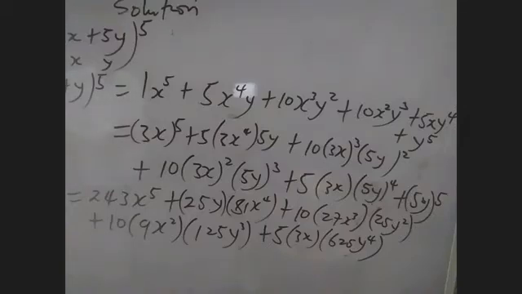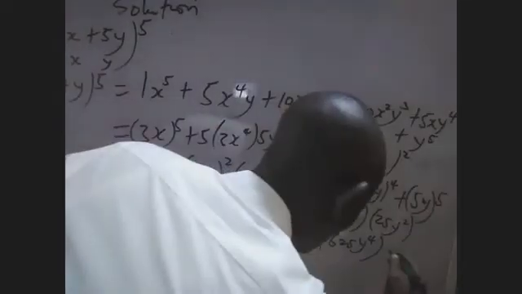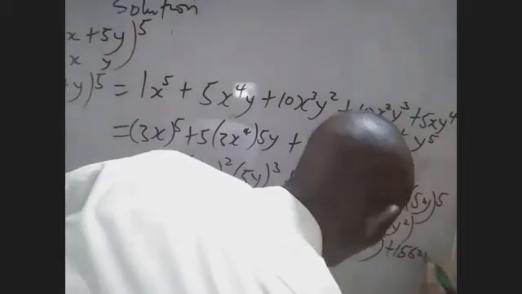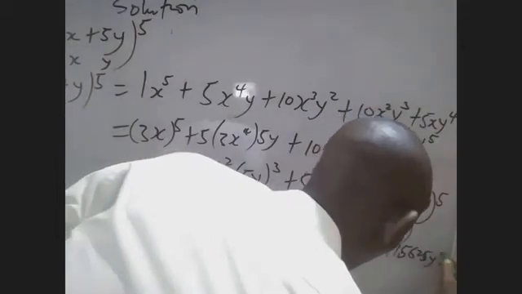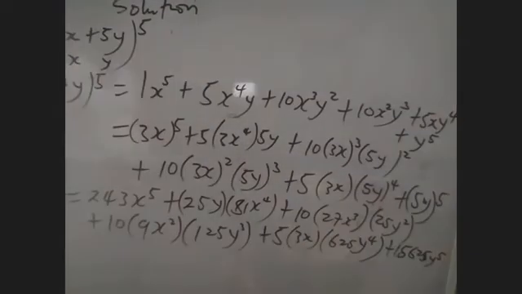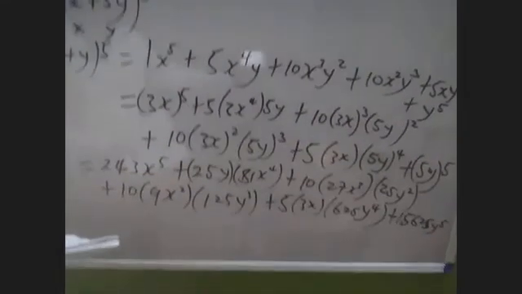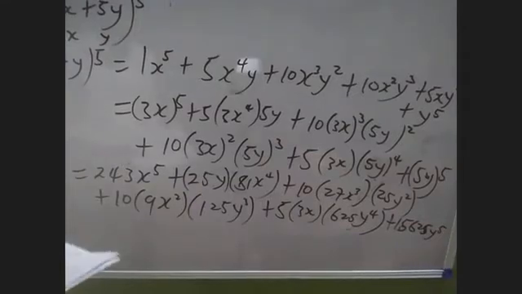1,000. That's 15,625. That will be plus 15,625 y raised to the power of 5. So we can now actually put all the answers together. We can finalize by bringing everything we have here together, by simplifying the final stage. Let's simplify the final stage.